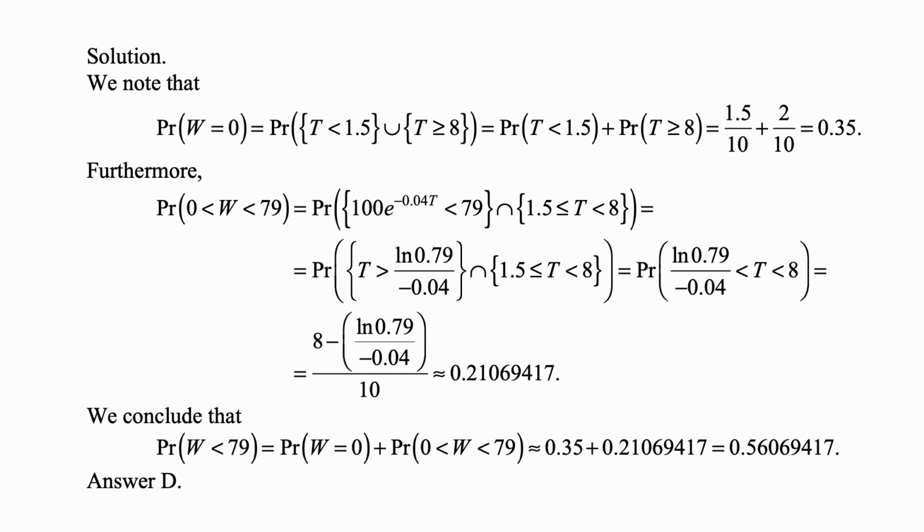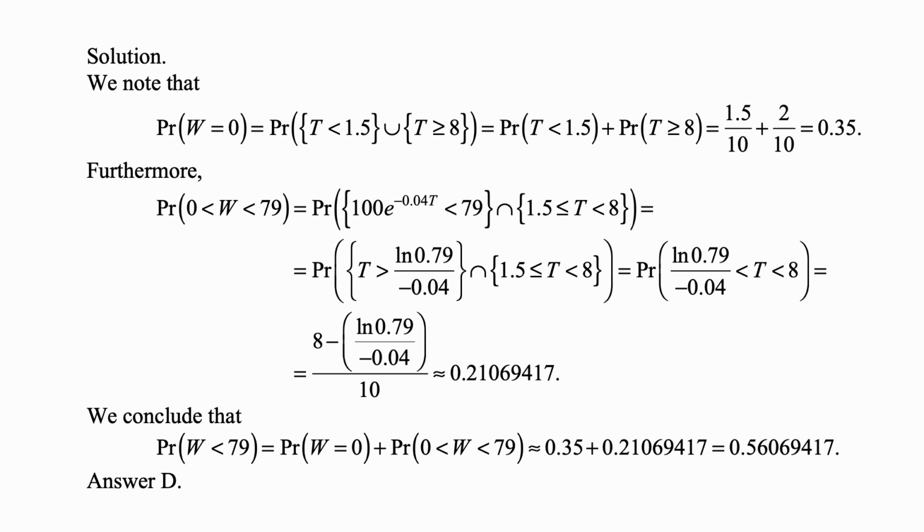Furthermore, the probability that W is between 0 and 79, not including 0, is the probability that 100 times e to the minus 0.04 t is less than 79, because that's the form of W, in the intersection with t between 1.5 and 8, because that's where we can write W in this form as 100 times e to the minus 0.04 t.